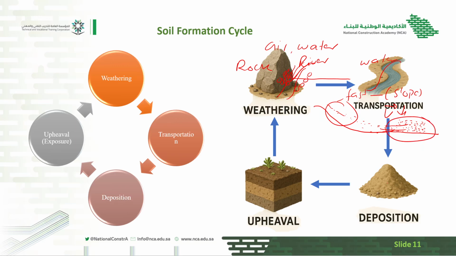All the particles together again make what, upheaval. Upheaval means it makes again a rock. So again, if some air or water comes to this one, it will again do weathering, and the weathering does transportation, transportation, deposition, and upheaval. So this is the cycle. You can see weathering, then transportation, then deposition, and then upheaval.